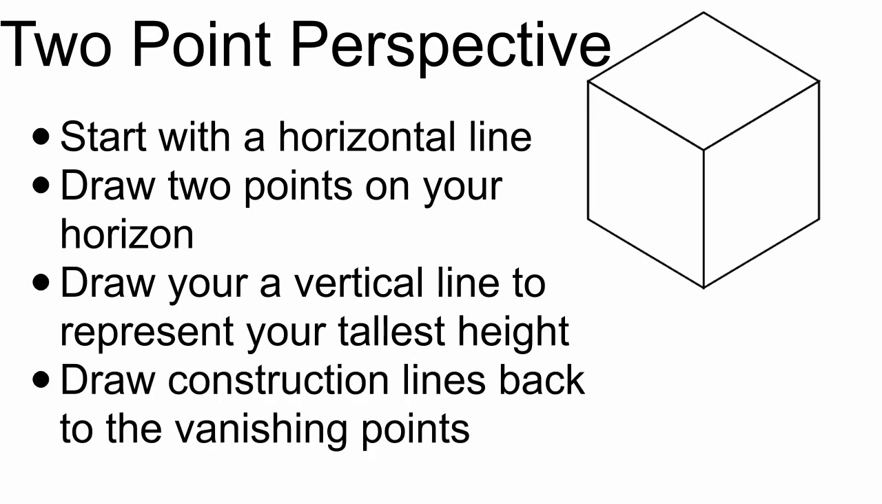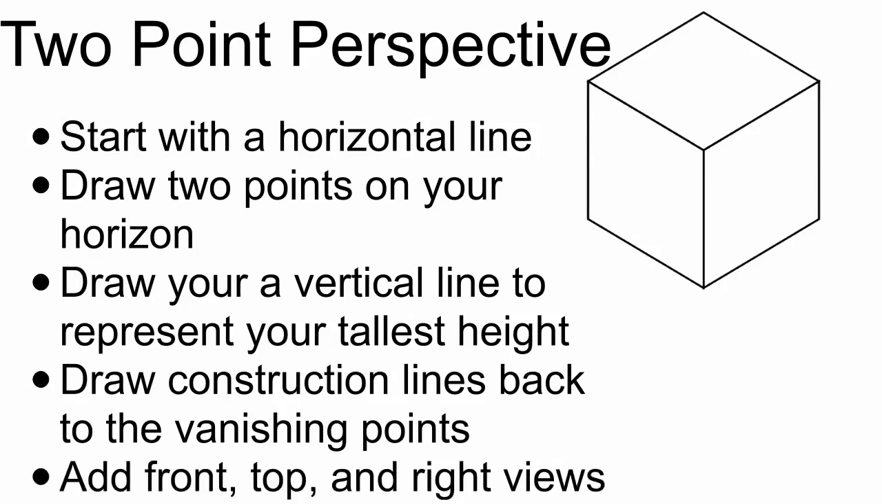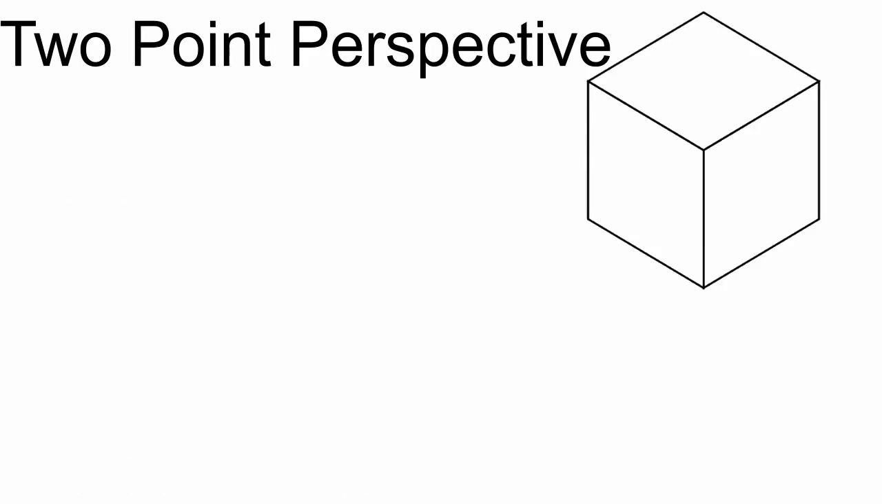From there, you're going to draw construction lines back to both of the vanishing points, and you'll complete your front, top, and right views. So let's go in here and draw it now and see what we can get. So I'm going to start off by drawing my horizon line. I will draw 2 vanishing points, one on the right, and I'll add another one on the left.